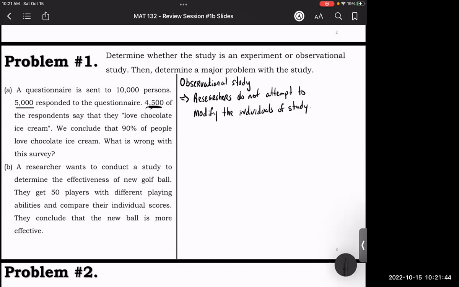So this was a case of what we call voluntary response sampling, right? So what's wrong with the study? It's a voluntary response sampling. Again, with voluntary response sampling, there's always a high chance of getting biased results.